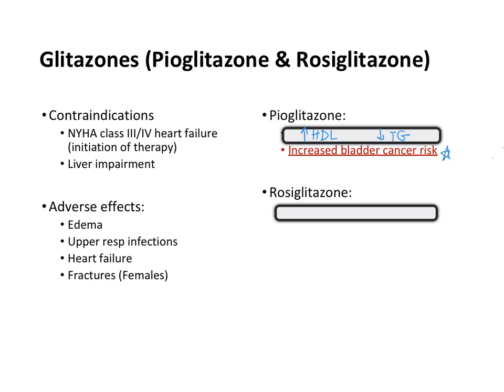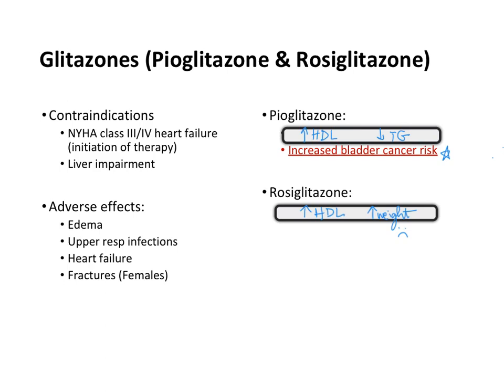You definitely wouldn't want to use pioglitazone in patients who have any kind of cancer in their history, and also a family history of bladder cancer in particular. Where pioglitazone had a beneficial effect on the lipid profile, rosiglitazone does not seem to have as good of a benefit. Several studies were done, and it looks like rosiglitazone increased HDL, so that's good, but it also increased body weight in patients who were taking it. So it seems to not have as good a beneficial profile as pioglitazone does.